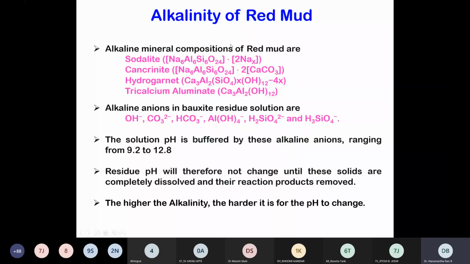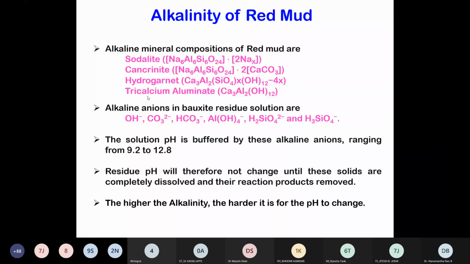For example, the sodalite, which is a basic material, can cause high pH. Similarly, cancrinite, then hydrogarnet, then tricalcium aluminate. These are the minerals available in the red mud, and they can induce high pH. So that's why the pH of the red mud is very high, from above 9 up to 12.2.